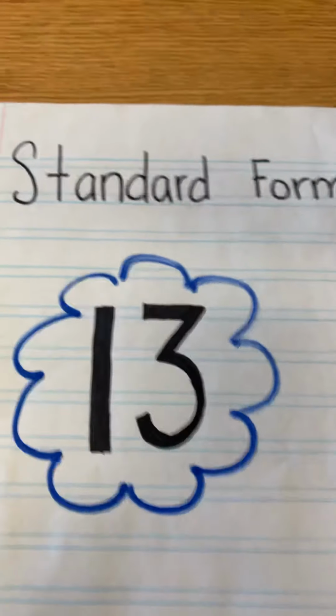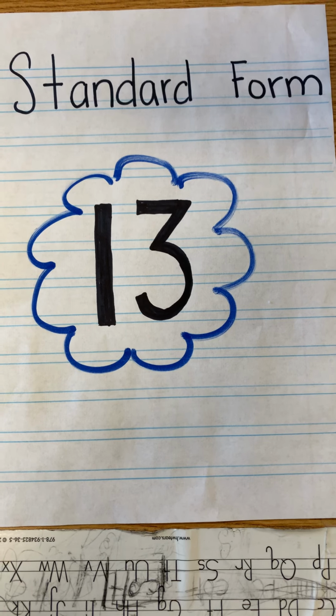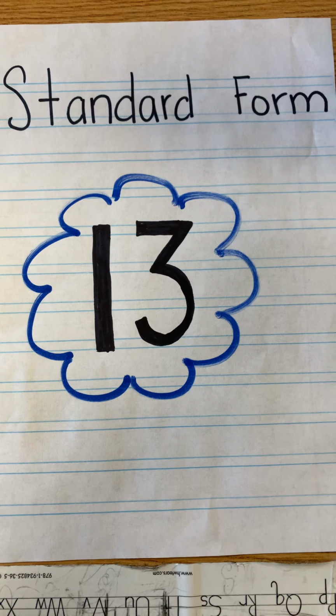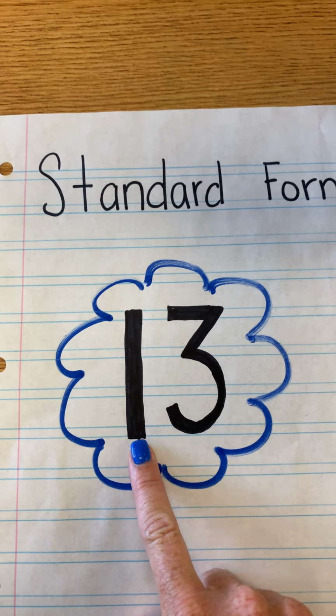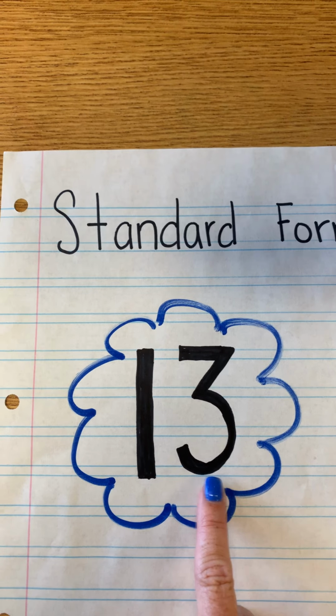Okay. The first form is our basic form called the standard form, and that's just how you would write the number normally. So I picked the number 13, and I would put my 1 first. That stands for our tens place here, represents a 10, and then 3 ones. So we would write 13 with a 1 and a 3.